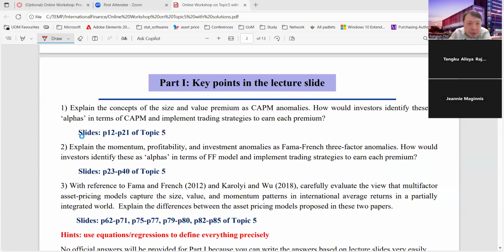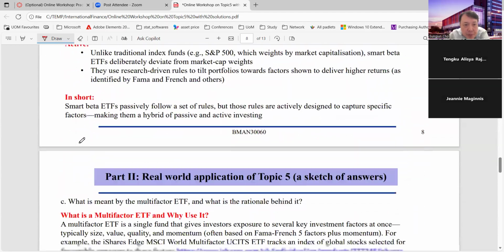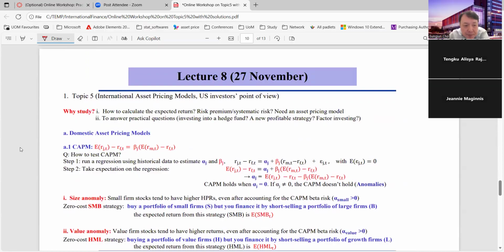So first of all, let's talk about part 1 questions. Explain the concept of size and value premium as a CAPM anomaly. How would an investor identify this alpha? Identify these as alpha in terms of CAPM and implement trading strategies to earn each premium. In order to answer this one, let me briefly go over the key points related to that part.